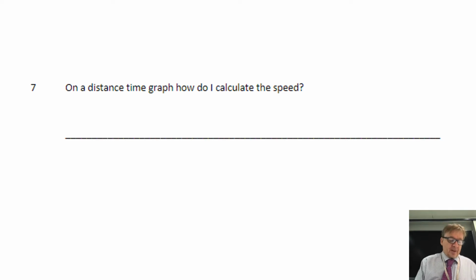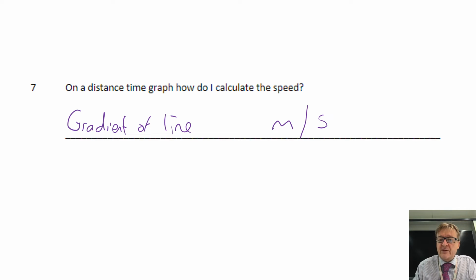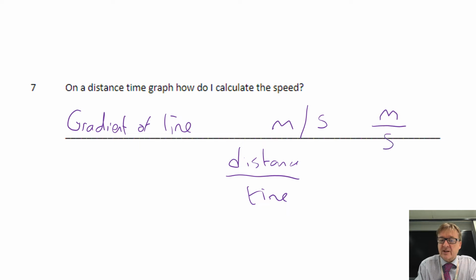On a distance time graph, so that graph that you had, you can calculate the speed. Okay, the way to calculate the speed is the gradient of the line. Now if you think, oh my god, how do I do the gradient? Think about the units, meters per second. So your gradient of the line is distance divided by time, because these units here, meters per second, means meters divided by seconds. So you look at your graph, find out the distance, look at the time, and then you can work out the gradient of the line from that.